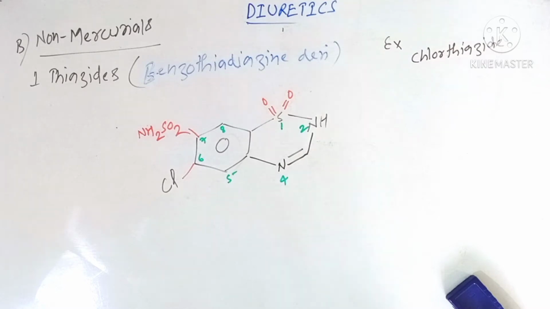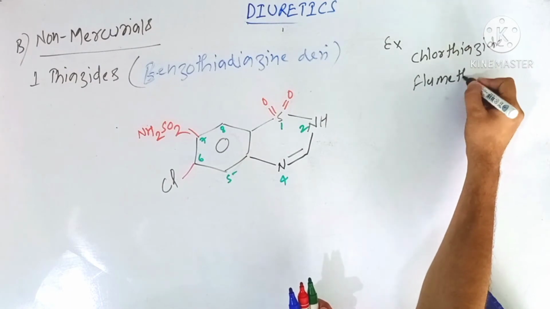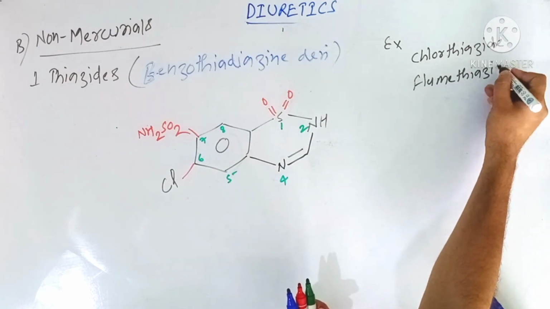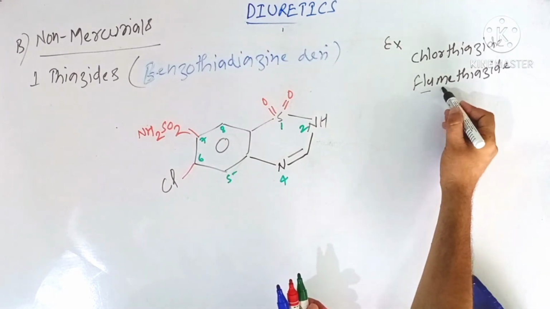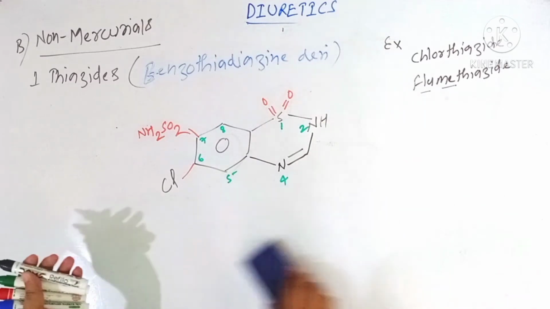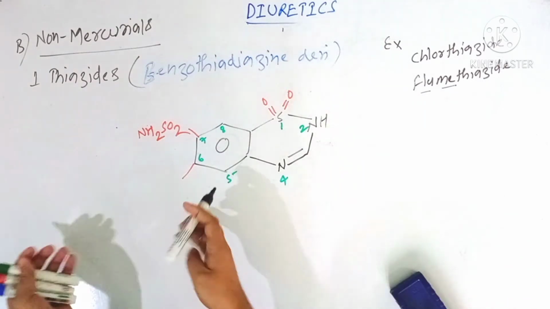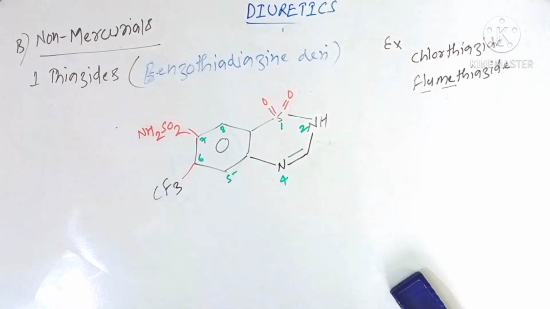Now there is another drug, flumethiazide. So where are the changes? As in the name, flu and meth mean fluorine and methyl. So again at this position there is a trifluoromethyl group. So this is the structure of flumethiazide.